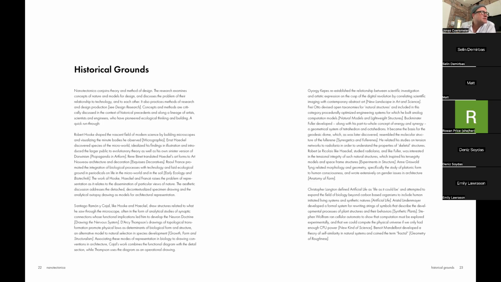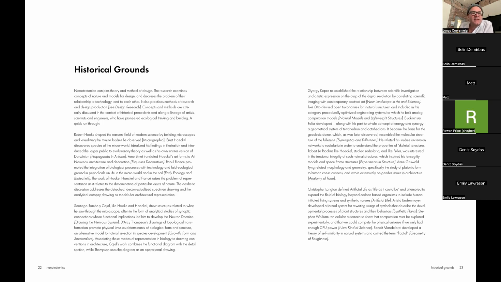So here's the quick run through. This is my attempt to put them into one sentence, basically. Okay, so listen closely. Robert Hooke shaped the nascent field of modern science by building microscopes and visualizing the minute bodies, that's part of a subtitle of his book, he observed in Micrographia. Ernst Haeckel, a very complicated figure and critical and problematic one, discovered species of the microworld, idealized his findings in illustrations, and introduced the larger public to evolutionary theory, as well as his own sinister version of Darwinism. I titled that chapter Propaganda and Art Form, making a reference to his main work called Art Forms in Nature.